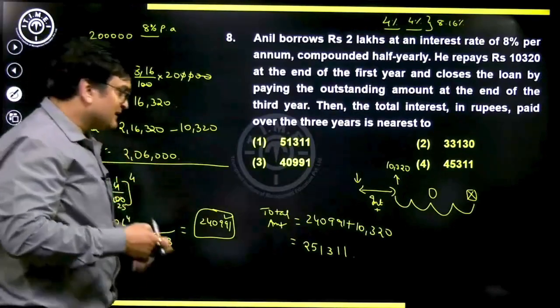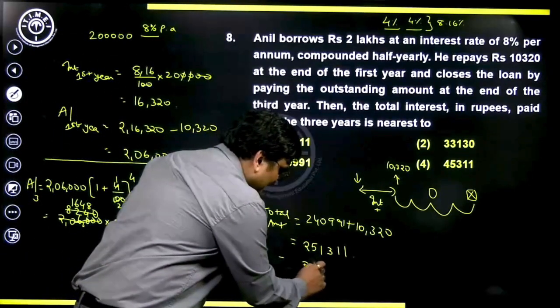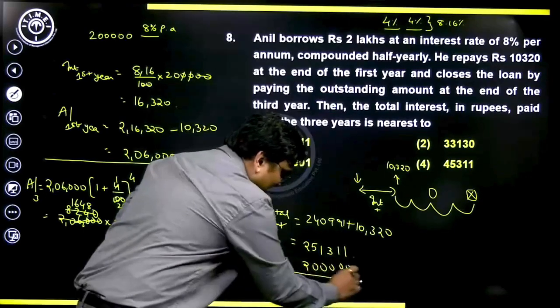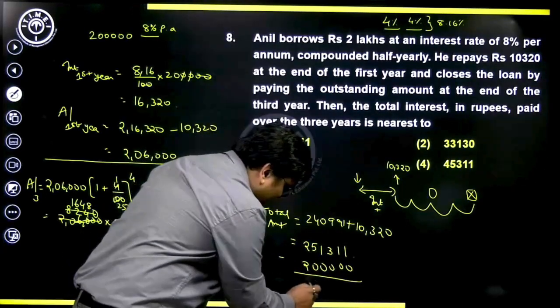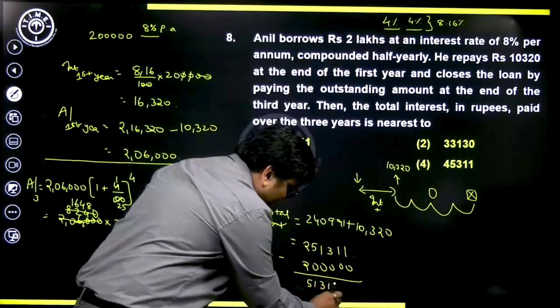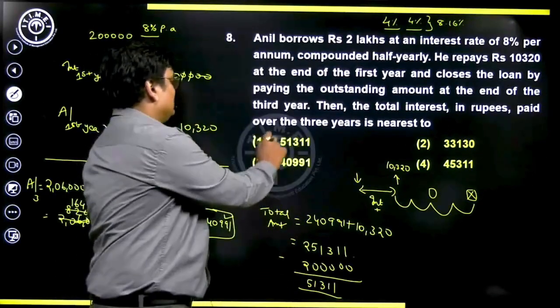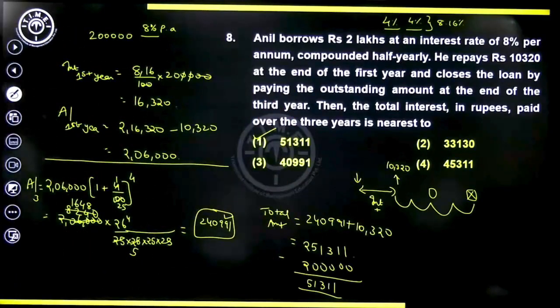And how much was the loan he has taken? He has taken only 2 lakh. So what's the interest amount? The difference between the final amount paid and the principal taken will be the interest amount paid, which is 51,311. So option choice 1 will be the correct answer.